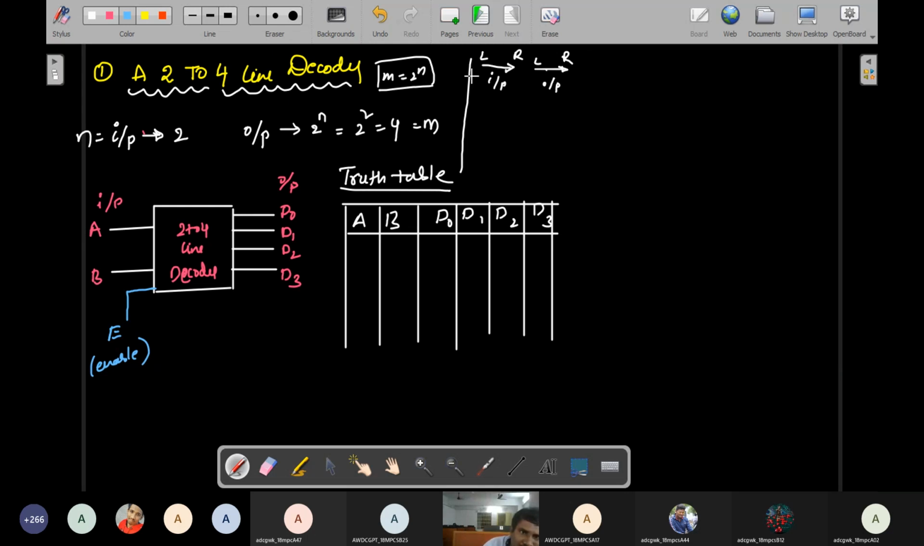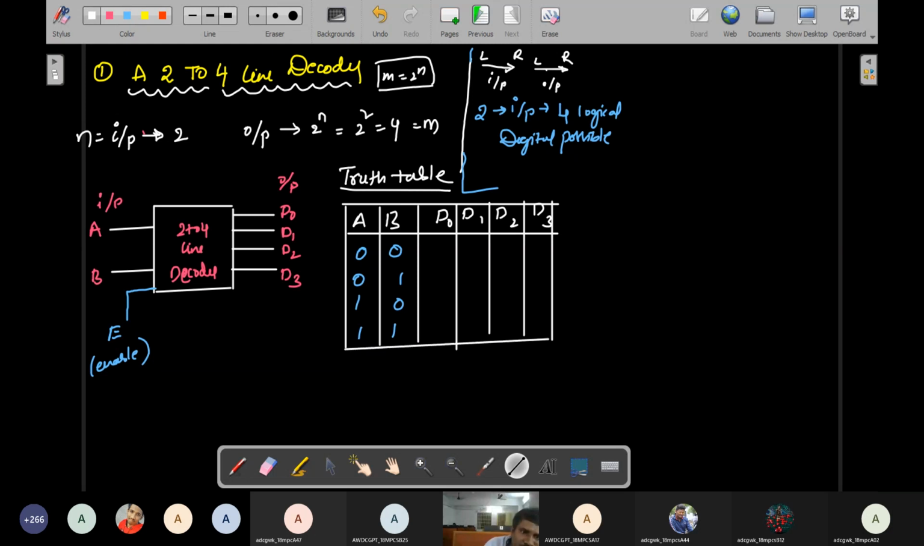So this two input means, see here I write everything. In two input means we have four logical digital possibles. Please enter those possible digital combinations, that is 0 0, 0 1, 1 0 and 1 1. So these are the logical digital possibles. So simply I close this box.